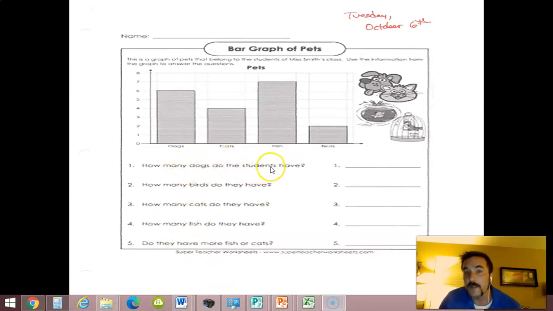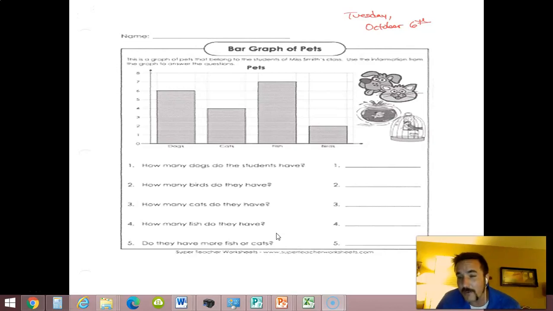How many dogs do the students have? Oh, look at dogs, okay, got it. How many birds, how many cats, how many fish? Now, careful at number 5, it says, do they have more fish or more cats? Anyways, I think you're going to get an A+ on this assignment.